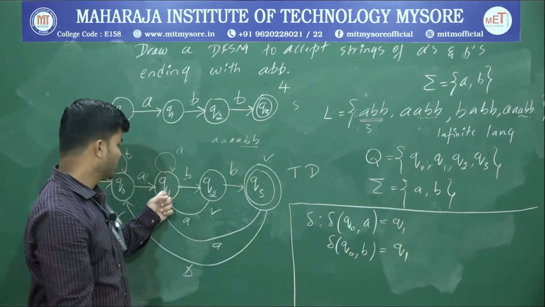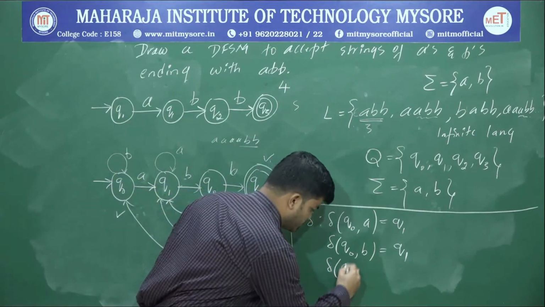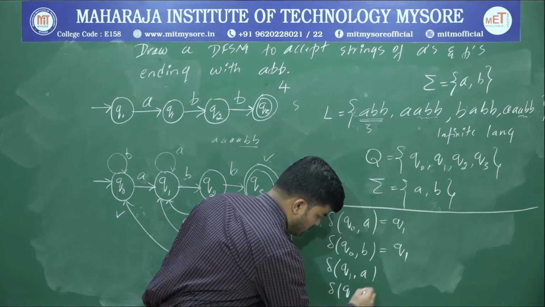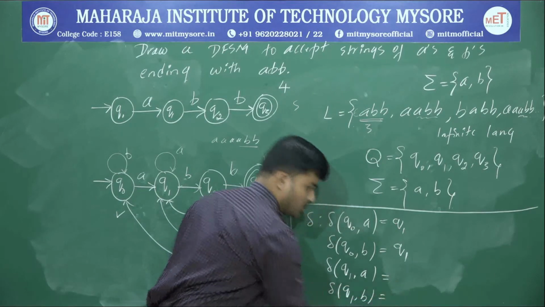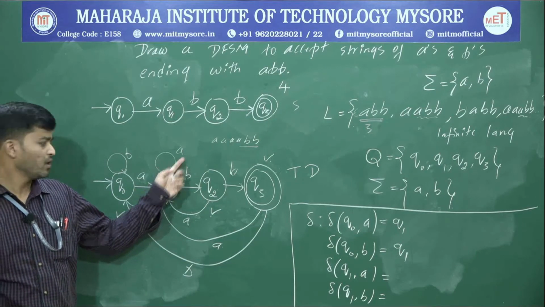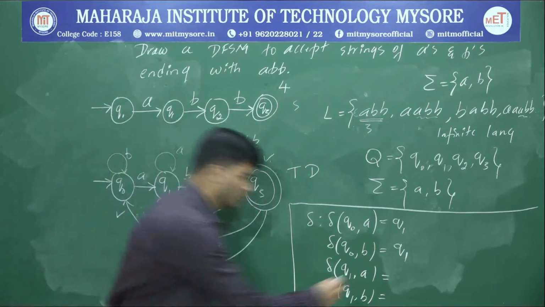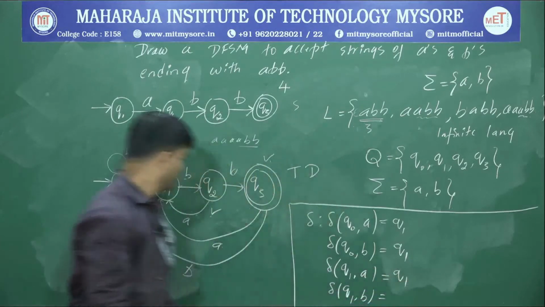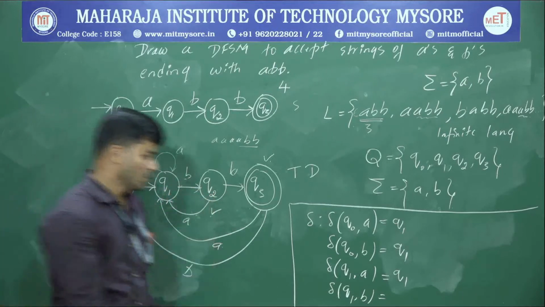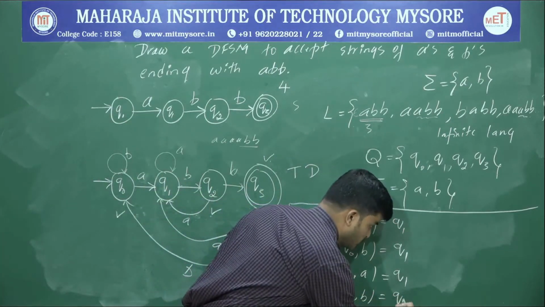Next go with Q1. So delta of Q1 comma A, delta of Q1 comma B. What is Q1 upon A? Q1 upon A is again Q1. And what is Q1 upon B? Q1 upon B is Q2.